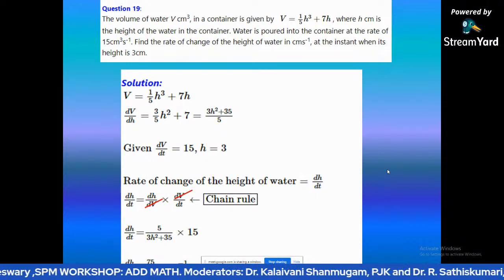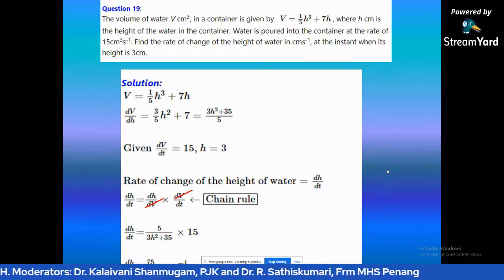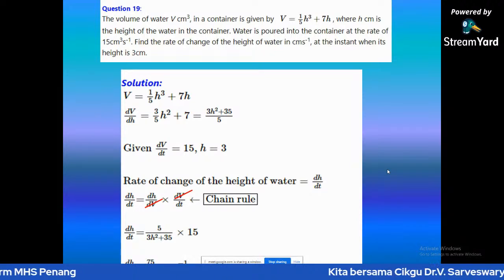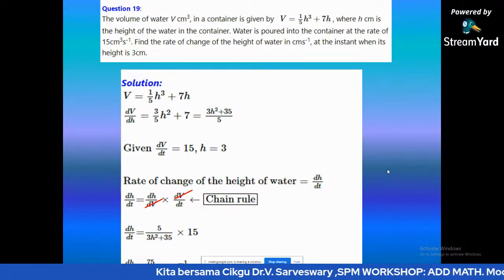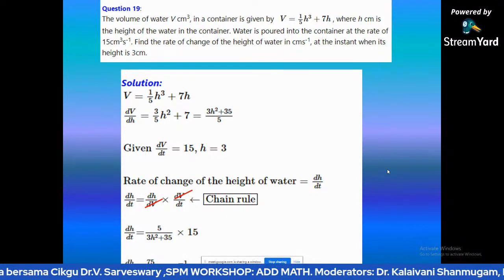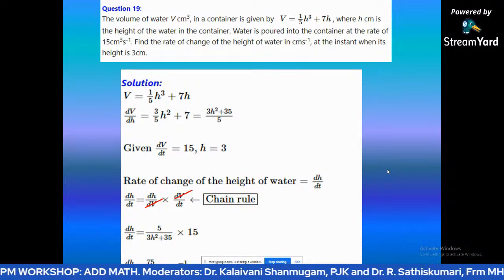No need to read many times. Write down this one, 15 cm cubed s to the power of negative 1. So volume divided by s is time, so dV/dt. Now write down what is given. Given dV/dt is 15. Just now you already calculated dV/dh. Now, what do you need to find? Find the rate of change, cm over s negative 1.